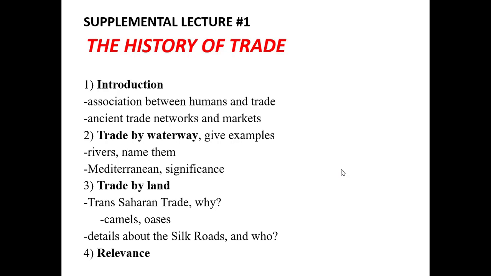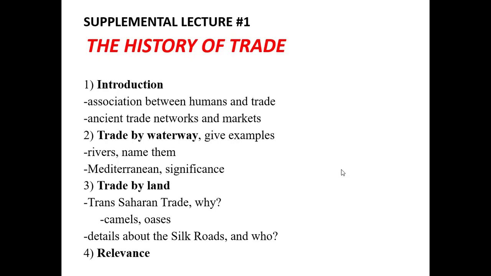So this is our first outline. So always introduction: the association between humans and trade, ancient trade networks and markets. So I'm asking you, what was the association between humans and trade? How are humans and trade similar, or what's their association? And then talk to me about ancient trade networks and markets to start your paper.